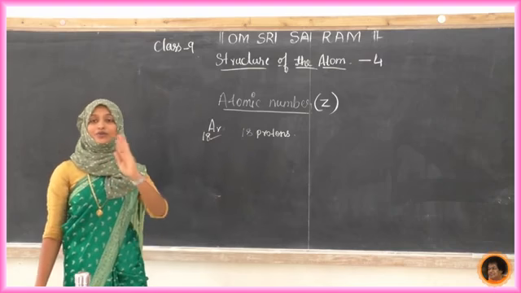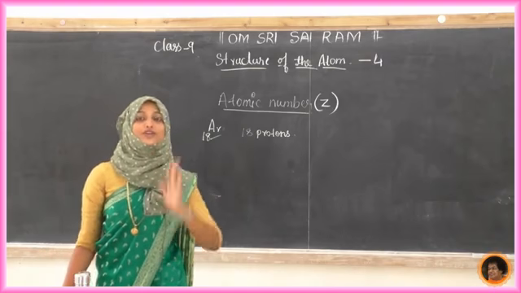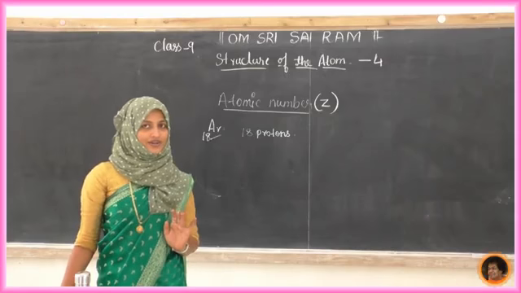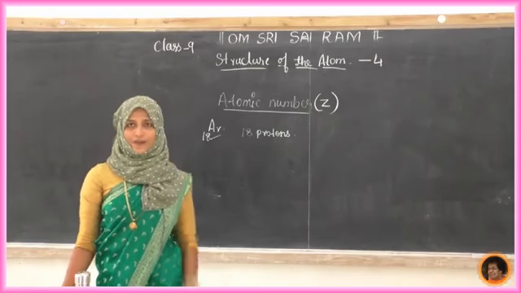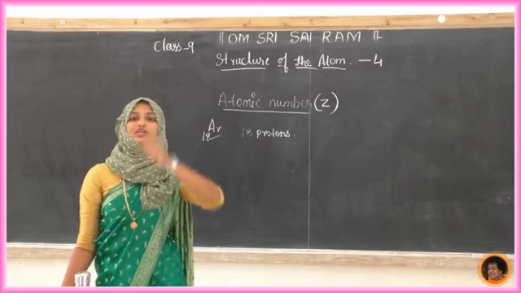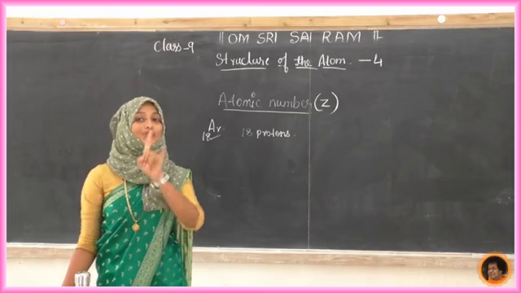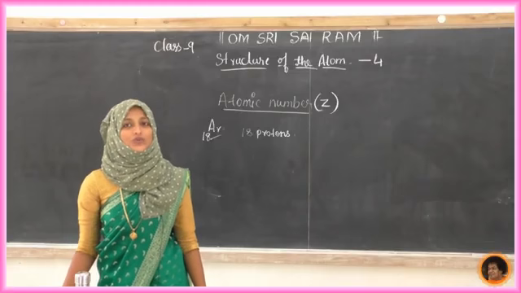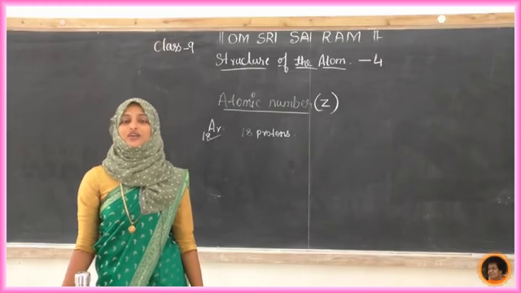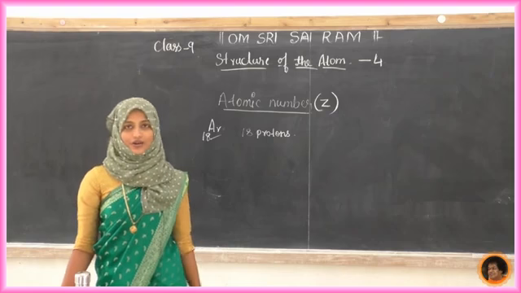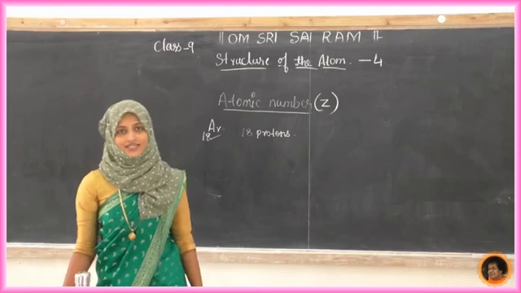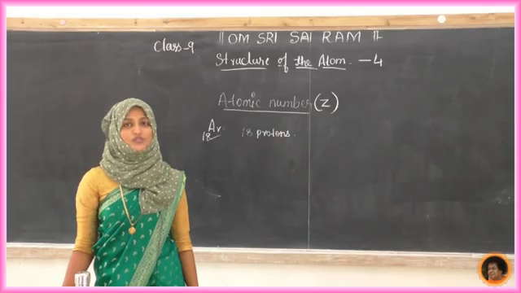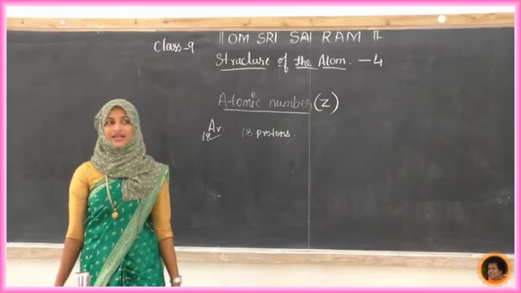See, however many protons there are in an atom, the same number of electrons should be there in the atom. So atomic number is equal to proton number, and proton number is equal to electron number. Because of that, while drawing the structure of an atom, we consider the atomic number as the total number of electrons. Now don't say that atomic number is the number of electrons. Actually it is the number of protons present in the nucleus of an atom.